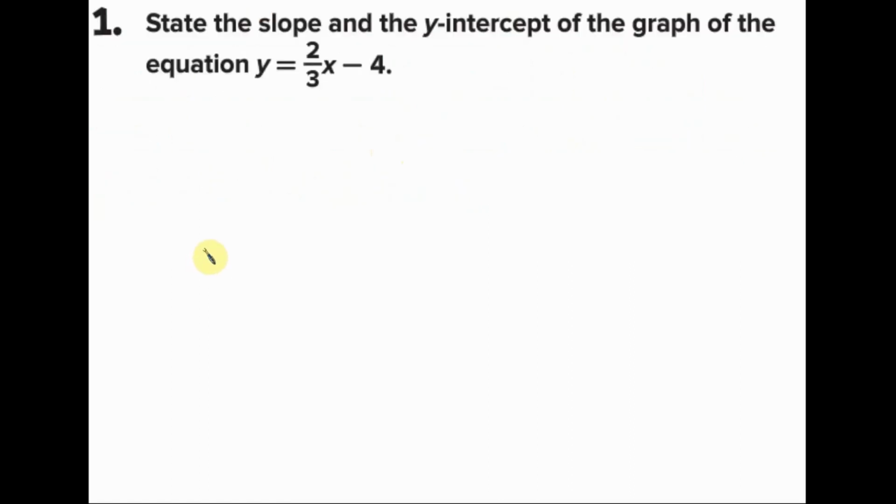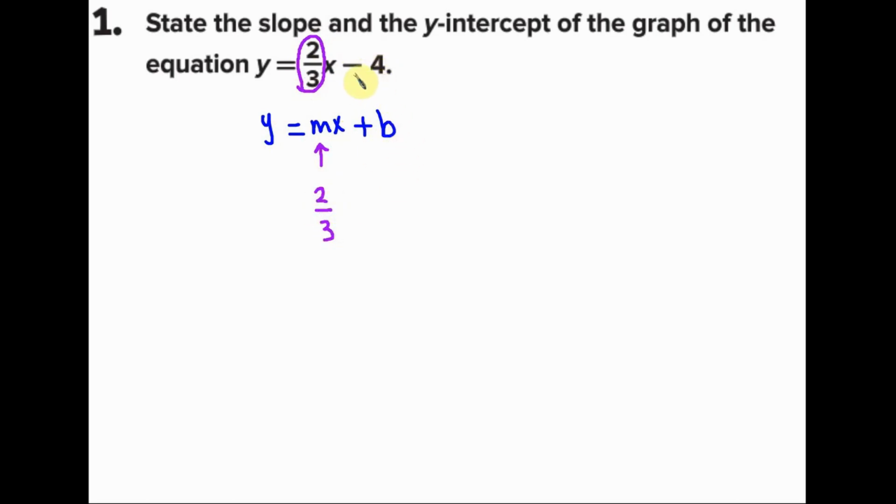State the slope and y-intercept of the graph of the equation y is equal to 2/3 x minus 4. This is a slope-intercept form, followed by the y equals mx plus b form. So in here, if I try to match them, the y on the left side is the same, y is y, but instead of m in here, I notice I have 2/3. So my m will be 2/3 in this case, where b is representing -4.